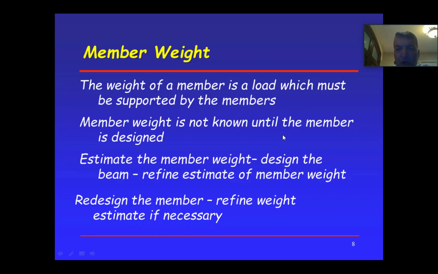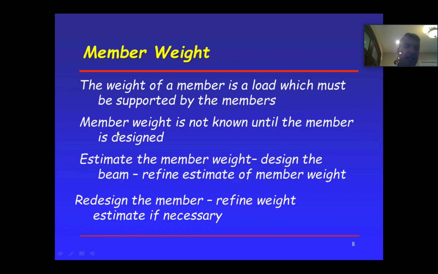Member weight is not known until the member is designed. So if I'm going to design a beam 25 feet long, I don't know its dimensions. So how can I know how much it weighs if I don't know the size of it? That's what this is saying. It says member weight is not known until the member is designed. Estimate the member weight.